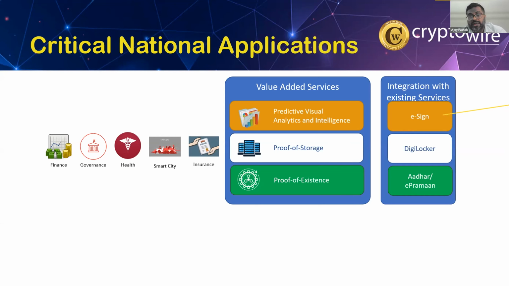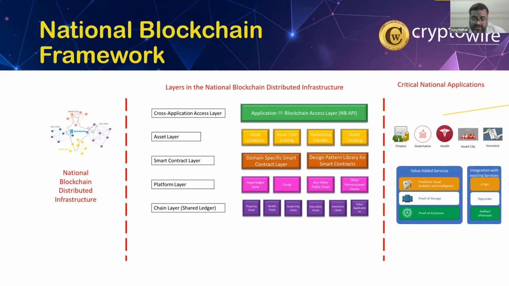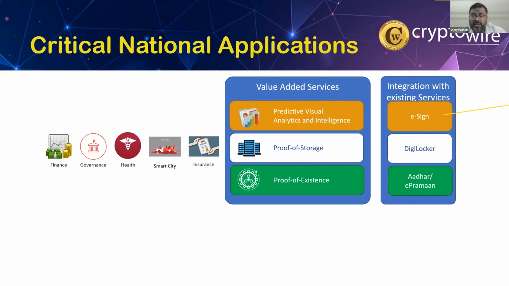And these things are going to be integrated with the existing services, like the predictive visual and analytics is going to be integrated over e-sign. The proof of storage is going to be integrated with the digital locker, and the proof of existence with Aadhaar and e-Praman. So these existing services like e-sign, DigiLocker, Aadhaar, e-Praman, these are already there, and they are going to be integrated with the value-added services, which again are going to be applied on these specific verticals like finance, governance, health, smart city, insurance, and so on and so forth.